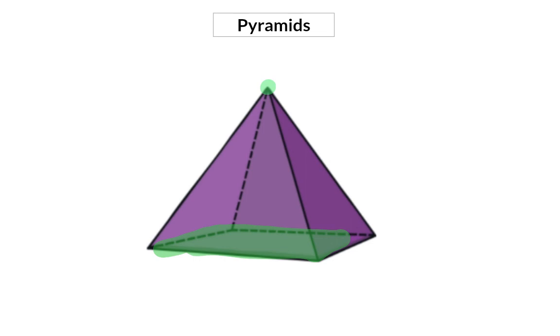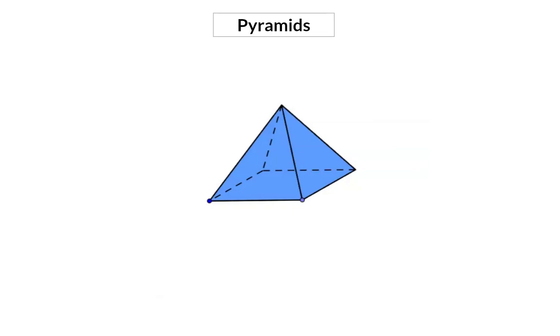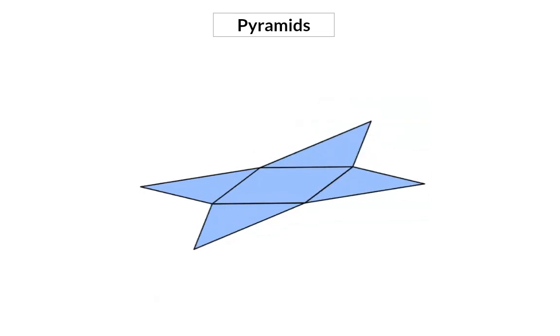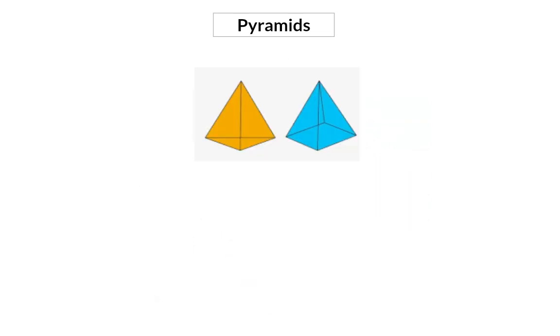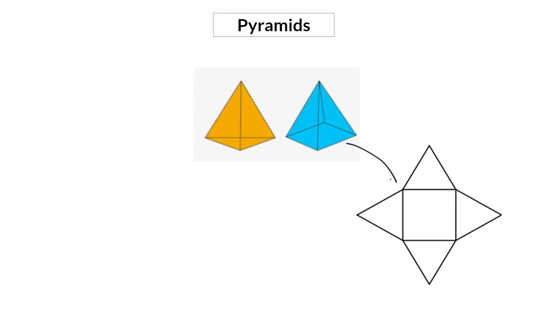We are going to have a look at only right pyramids, and these are pyramids where the apex is perpendicularly above the center of the base. When you unfold this pyramid into its net, you will see that it consists of a square and 4 triangles. The number of triangles will be determined by the shape of the base.